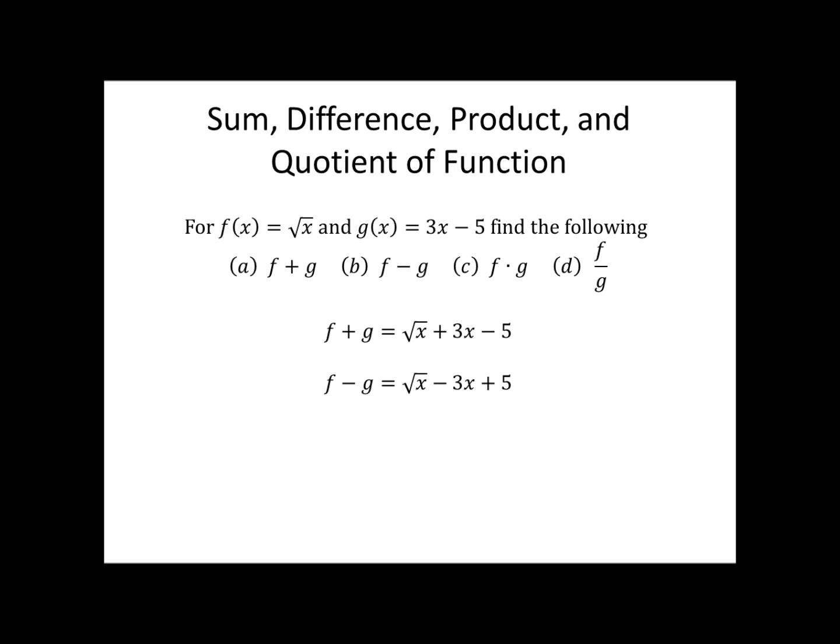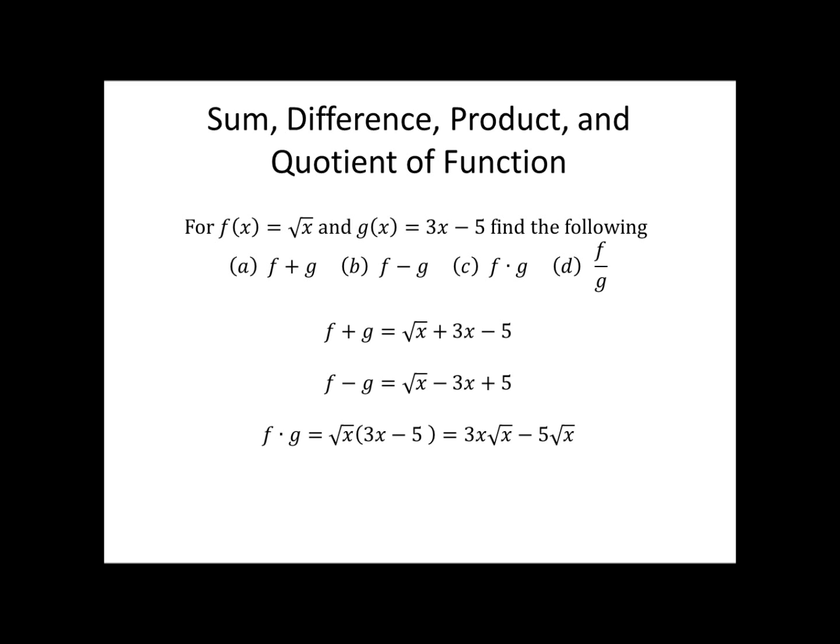f minus g, almost as simple. We take f(x), which is the square root of x, and subtract 3x minus 5. But since we're subtracting the whole function 3x minus 5, including that minus 5, it becomes a plus 5. So watch out for that.